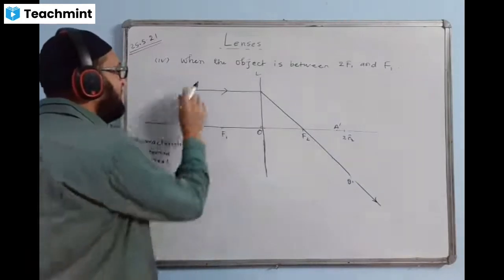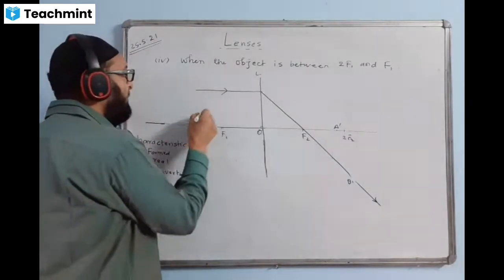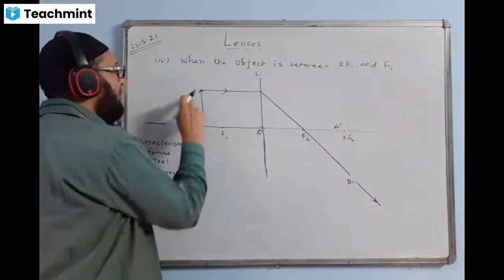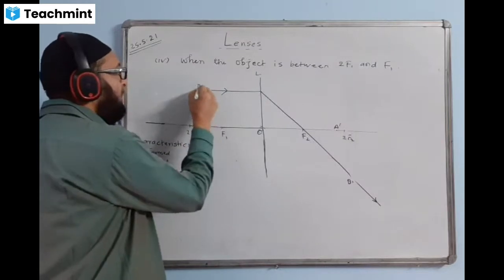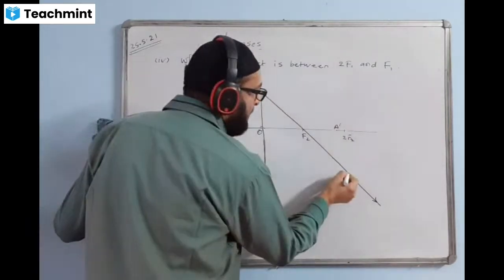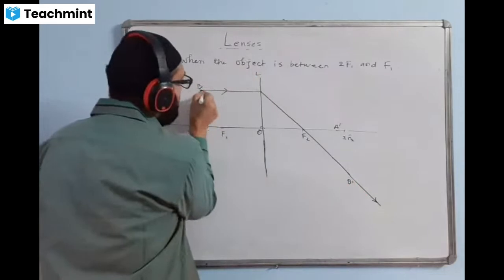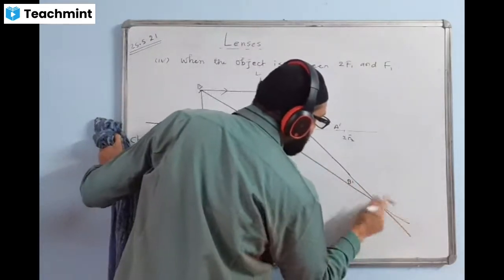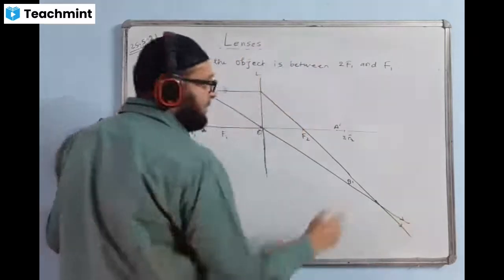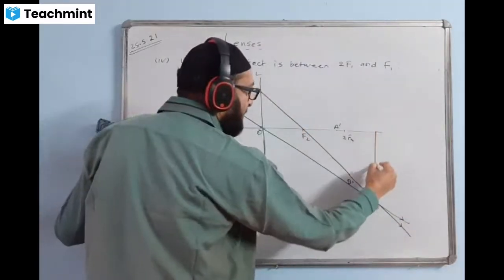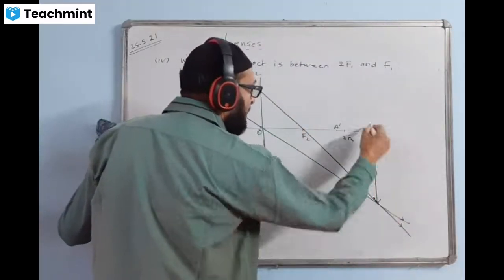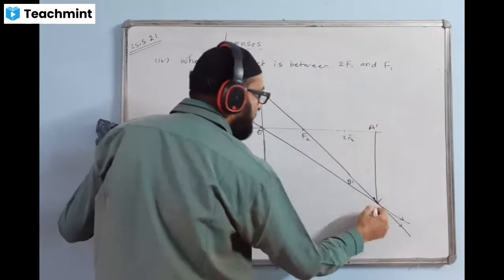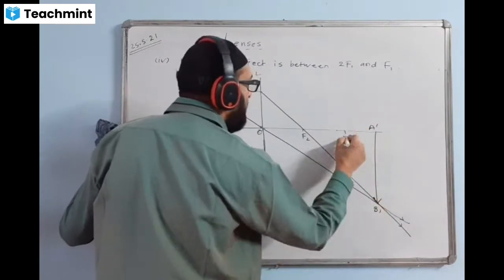Formed beyond 2F2. Yes. So I'll keep the object here anywhere. Suppose I'll mark it as A, B. One ray is going like this, already going. The second ray will pass through O, and the two rays will meet somewhere here. So the image will be formed here. Here is the image. A dash, B dash is the image formed.